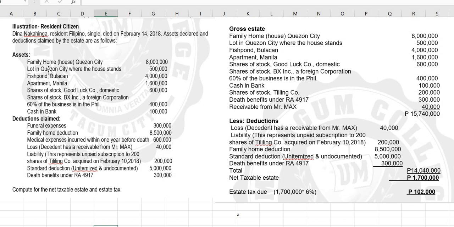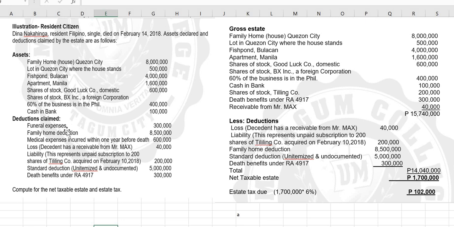So we have here an illustration for a resident citizen. A resident Filipino, single, died on February 14, 2018. The assets declared and deductions claimed by the estate are as follows. Family home in Quezon City, 8 million. Lot in Quezon City where the house stands, 500,000. Fish pond in Bulacan, 4 million. Apartment in Manila, 1.6 million. Shares of stock in a domestic corporation, 600,000. Shares of stock in a foreign corporation, 60% of the business is in the Philippines, 400,000. Cash in bank, 100,000.